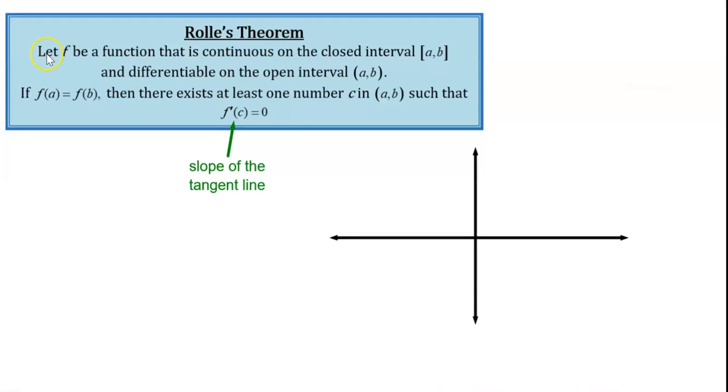Rolle's theorem states, let f be a function that is continuous on the closed interval [a, b] and differentiable on the open interval (a, b). If f of a is equal to f of b, then there exists at least one number c in that open interval (a, b) such that f prime of c equals 0.